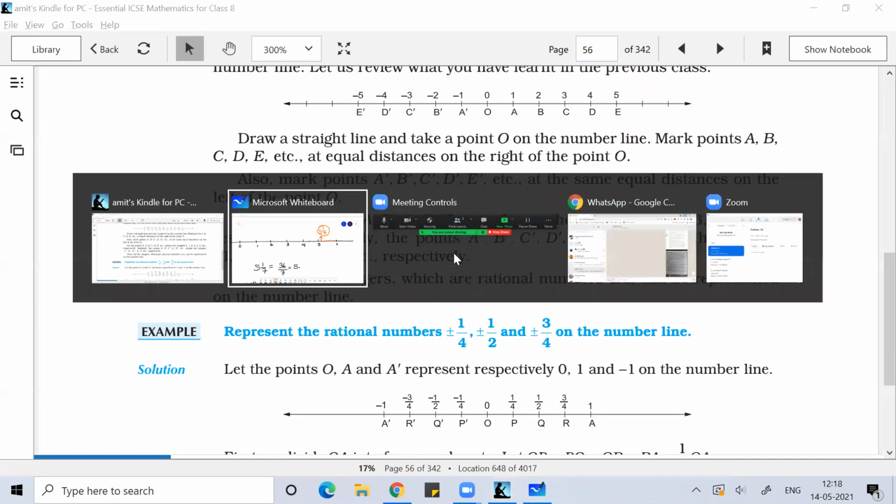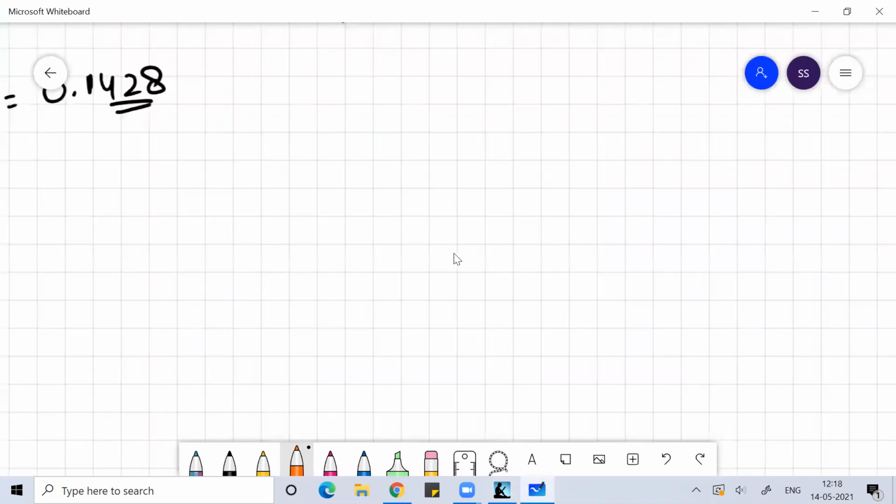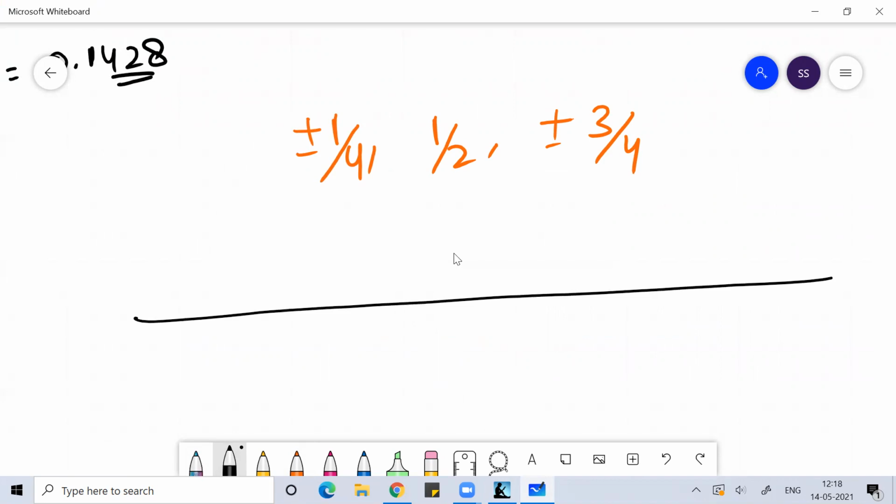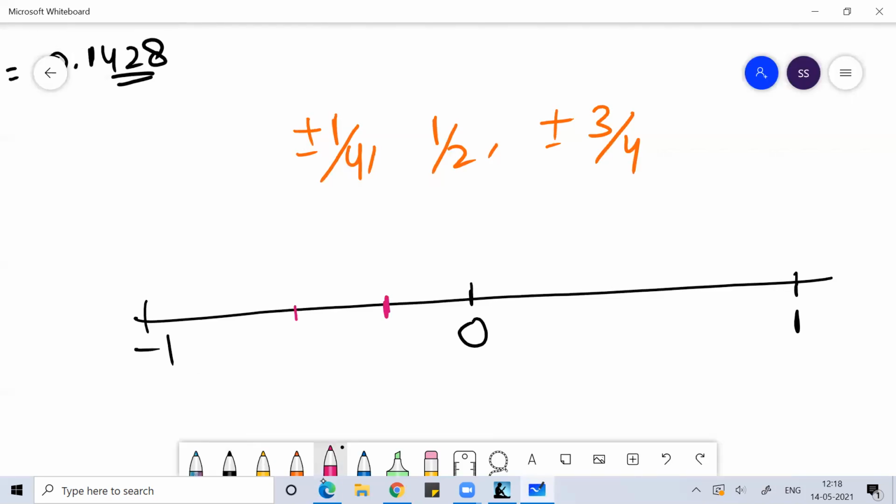So what you have to do here: plus minus 1 by 4, then 1 by 2, plus minus 3 by 4. You can simply draw a number line. This is 0, this is 1, this is minus 1. Now divide this into 4 parts. To divide it into 4 parts, you draw 3 lines.